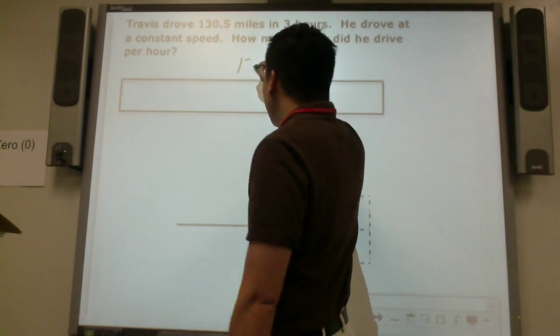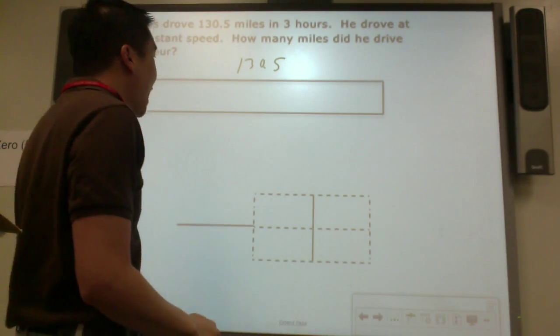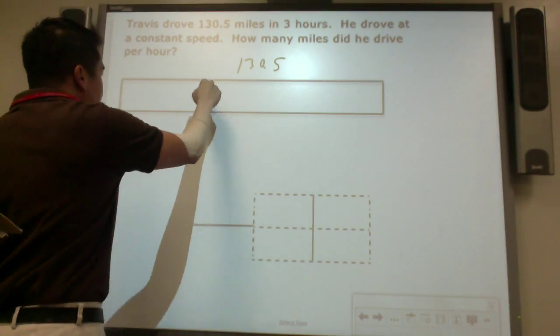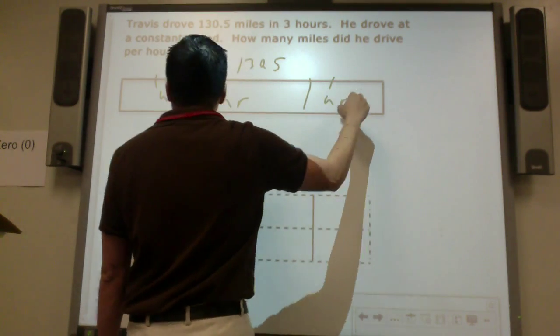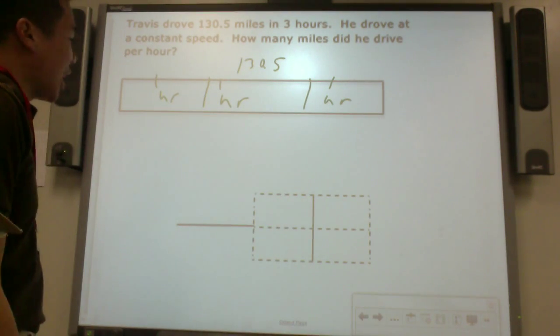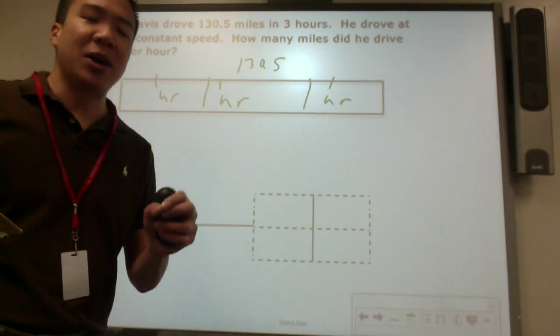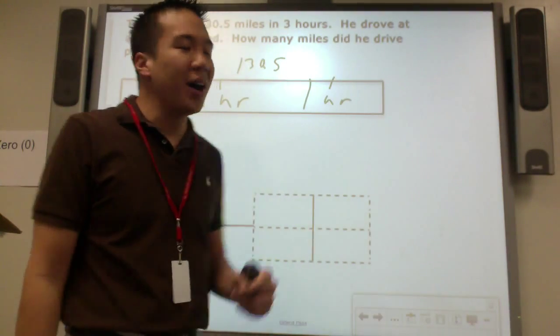Travis drove 130.5, or 130 and a half, miles in 3 hours. He drove at a constant speed. How many miles did he drive per hour? That's how many miles did he drive for every 1 hour.